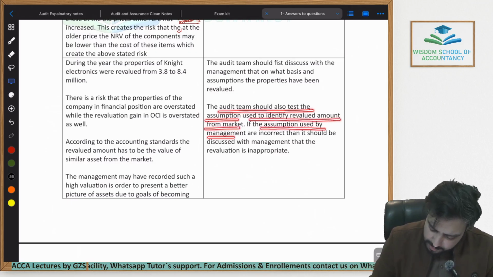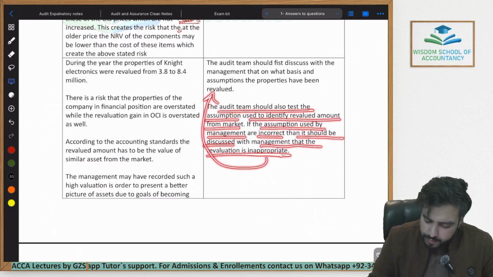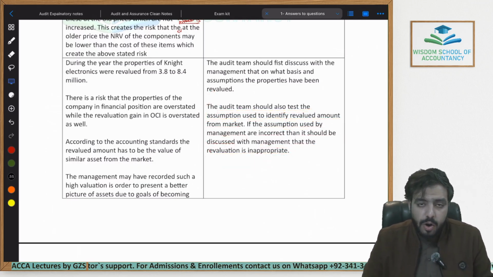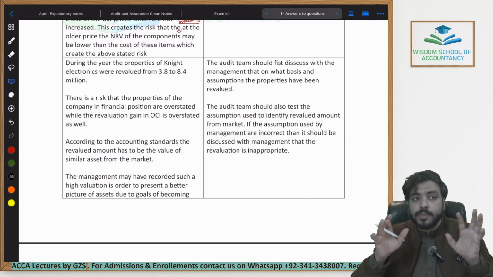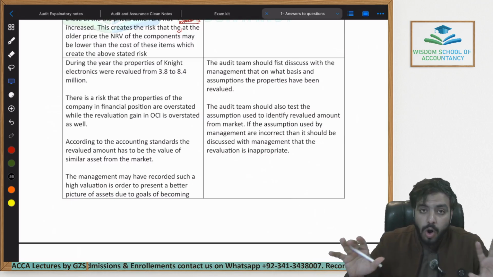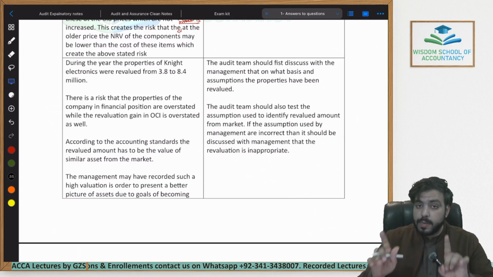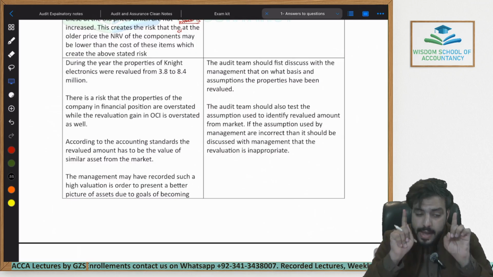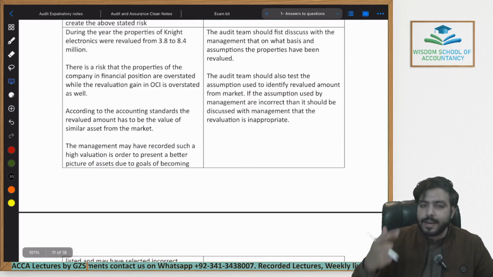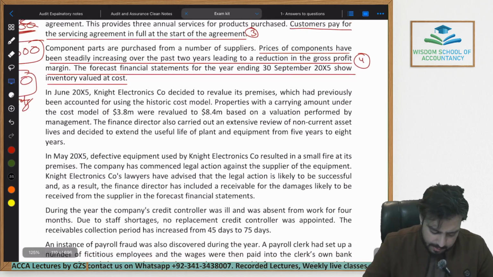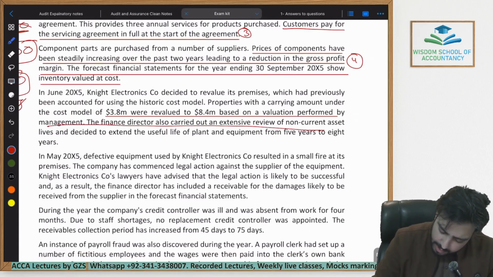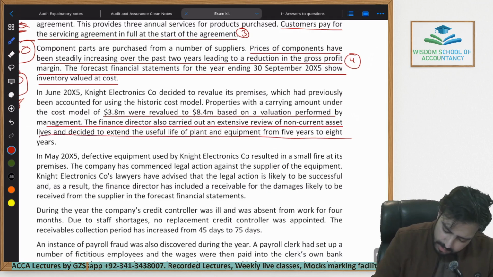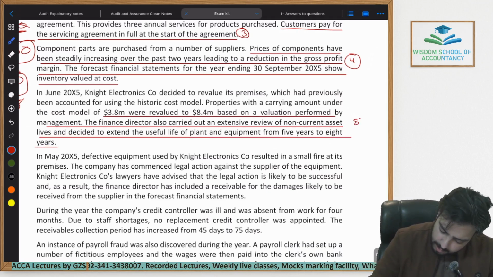If the assumptions used by the management are incorrect, then it should be discussed with management that the revaluation is inappropriate. So whenever I write down this test in detail with an audit risk, that the assumptions of the management should be tested, this means whatever management assumed during the revaluation process should all be tested by the auditors. And wherever the assumption of the management was incorrect, this means that they chose an incorrect amount from the market. This means that the revaluation amount is also incorrect. So this is the fifth risk which we as a class have identified from the scenario. Let's write it down.